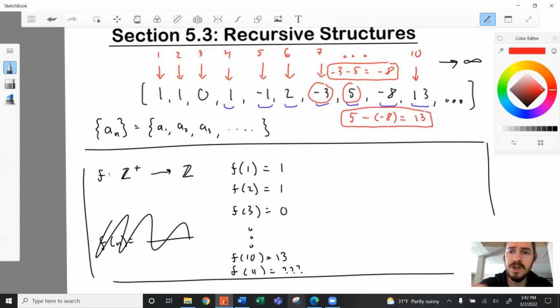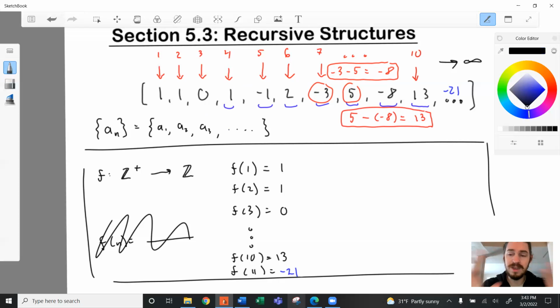And you can keep on doing that pattern. So -8 minus 13 would be -21. So the next number is going to be -21. F of 11 will be -21. And so on. Okay. Now we can check back at the beginning of the sequence as well. It still works down there. You can check it here. 1 minus 1 is 0. 1 minus 0 is 1. 0 minus 1 is -1. 1 minus -1 is +2.